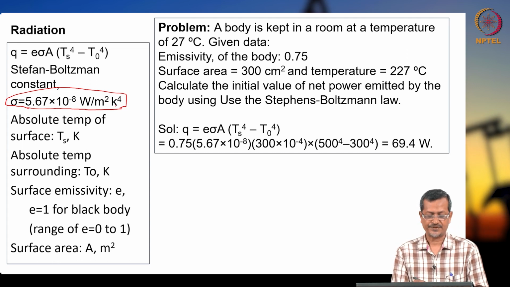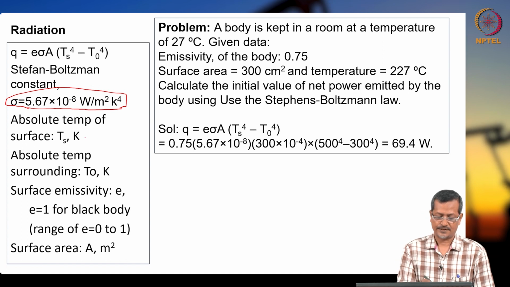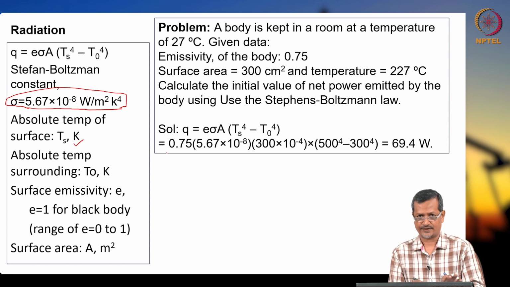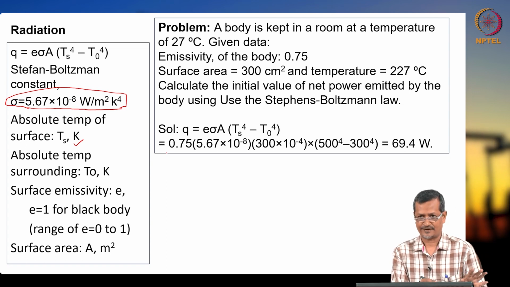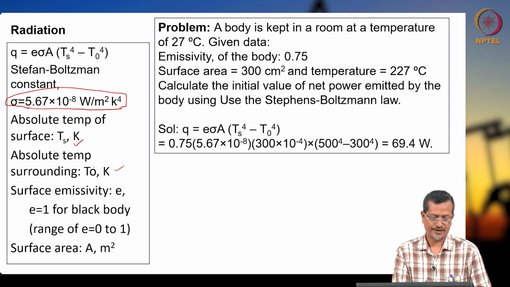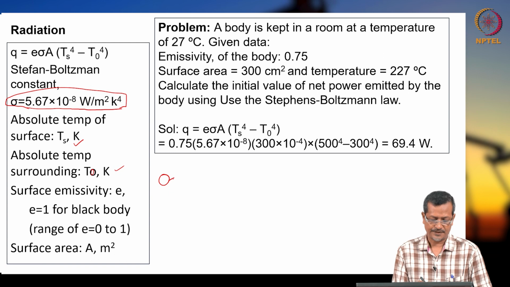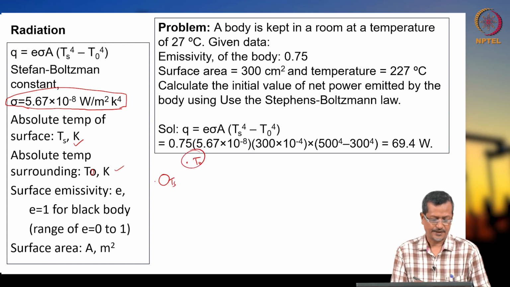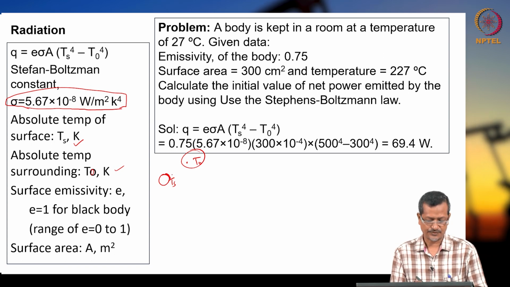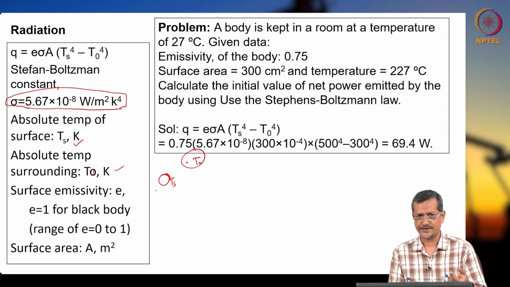Ts is the absolute temperature of the surface in Kelvin. This temperature is given in Kelvin, not Fahrenheit or Rankine. To is the absolute temperature of the surrounding; let us say this is heated up, this is Ts, and the surrounding temperature is To. Then the surface emissivity, how much emissivity the surface has. You can give some value. If it is a black body, it is 1.